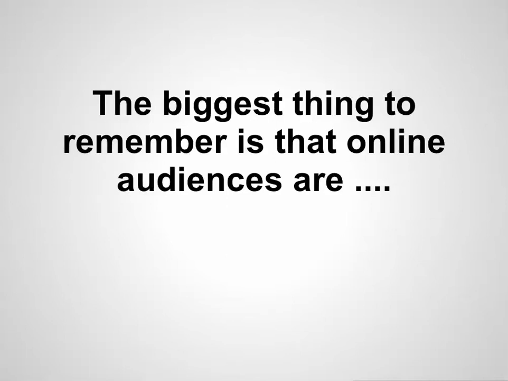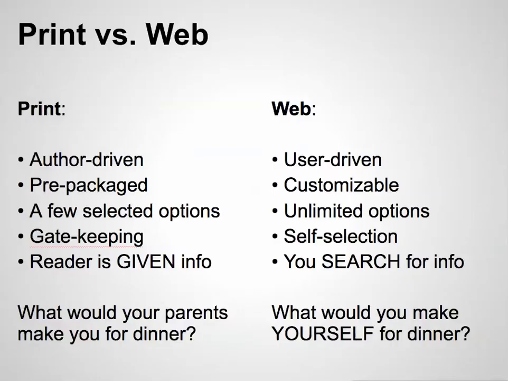Online audiences are scanners. And if we look at why this is, it really goes back to just what the web is and how it works. So with print publications, print is very author-driven. Everything is pre-packaged. Your student journalists are selecting what stories they think are important and sending those out in a print publication. So they're acting as gatekeepers, and they're creating just a few selected options. And so they're just kind of giving the reader info, and they're saying, here is everything that we think is important. So your students create this publication, they hand it to another student, and they say, everything in here we think is important. We put it in the order we think is important, and we want you to read it.